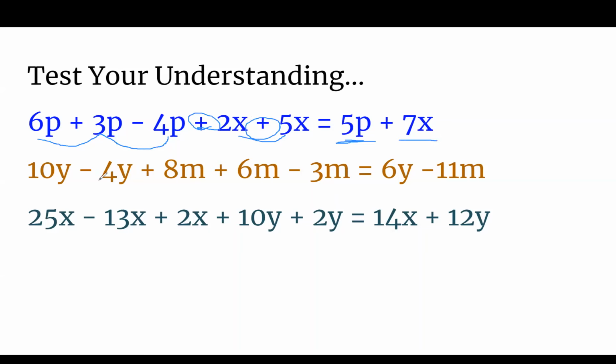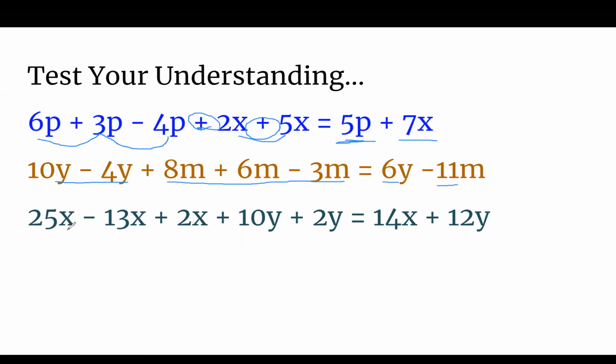Now let's see the next expression in this next step. I have the variables y and y, and then I have the m's together in the other group. I have a positive 10 and a negative 4, so I have 6y. On the other side, I have 8 and 6, which are positive. So when I add 8 and 6 and subtract 3 from it, I make 11. So I've got my answer, 6 times y minus 11 of m.